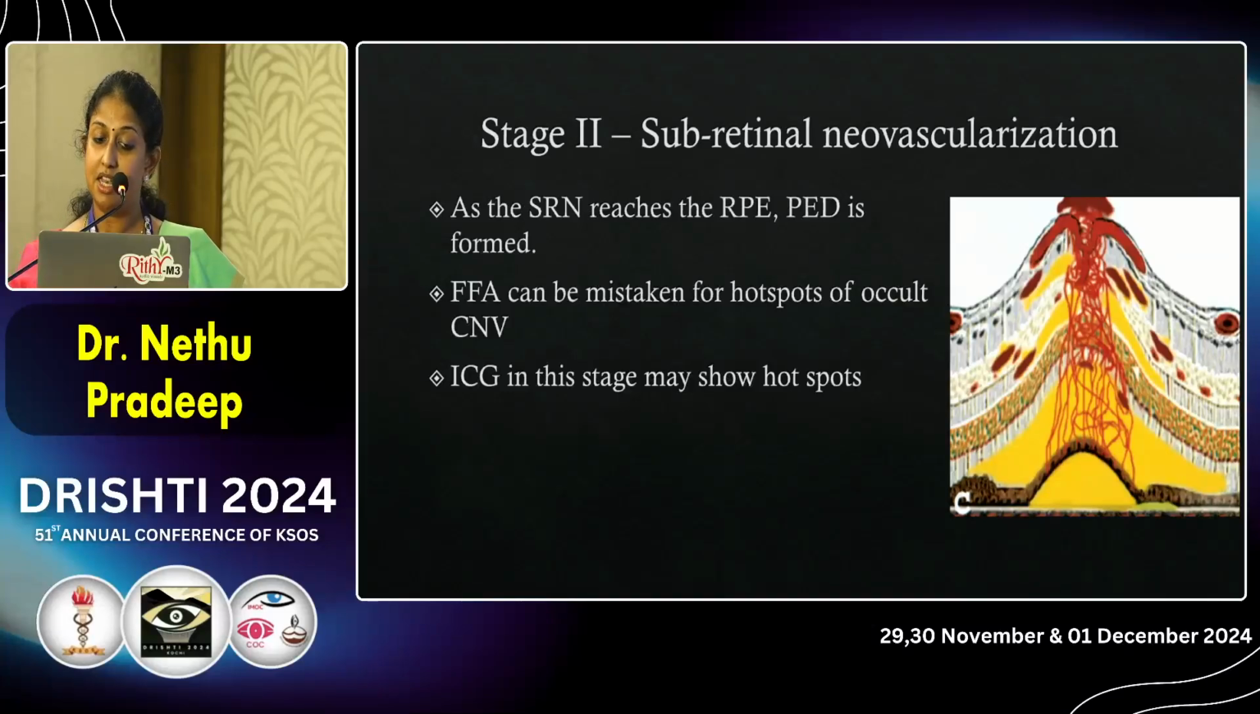Stage 2 subretinal neovascularization may or may not be associated with PED. So when the neovascularization reaches the RPE, the PED is formed, and FFA at this stage can be mistaken for hotspots of occult CNVM. ICG in this stage also shows hotspots.